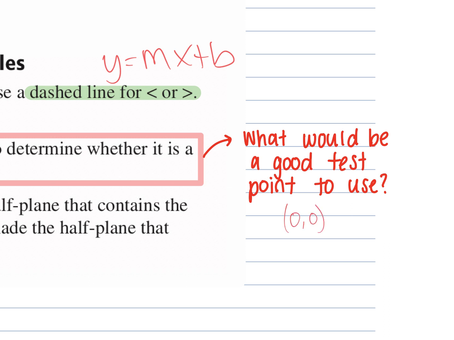Because plugging in 0 for x and 0 for y is really convenient, a lot of stuff is going to disappear. Do you guys agree? What else would be a good point to pick, to test? Yeah. 1, 1 would be great. Or 1, 0 or 0, 1, right? Those are all really good points because they're easy numbers to plug in for x and y, okay?